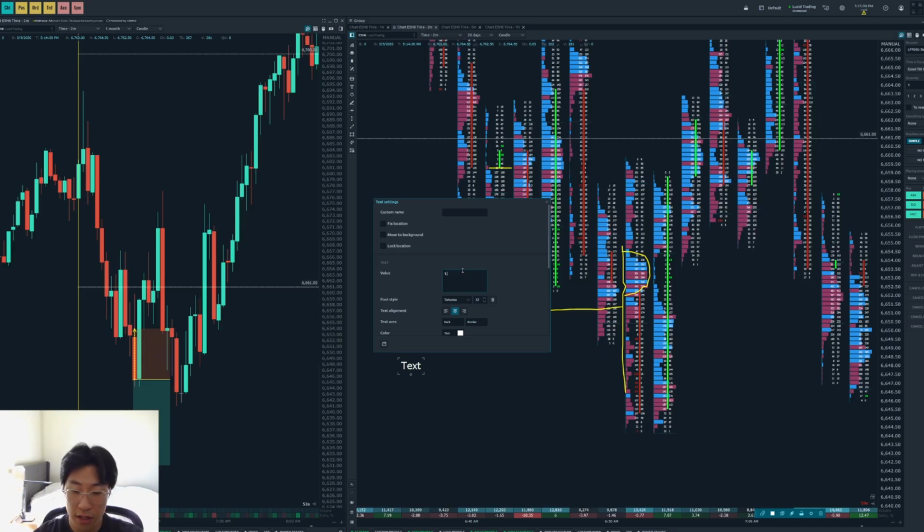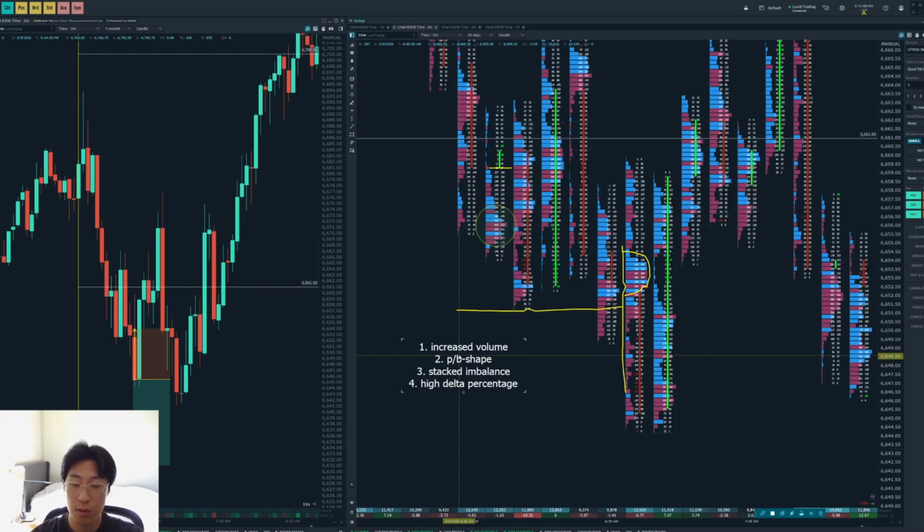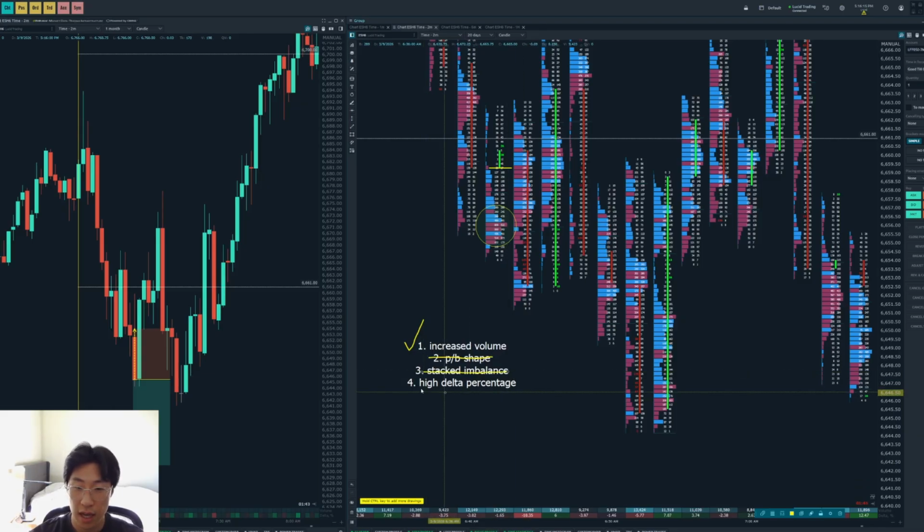If I write out my perfect A plus setup, it would kind of look like this right here, right? My perfect A plus setup. In this setup, let me just delete this real quick. In this setup, what did we get? We got an increase in volume. We did not get a P shape, B shape. We got stacked imbalances, but they were located in the wrong area. And we didn't get a high delta percentage, right?